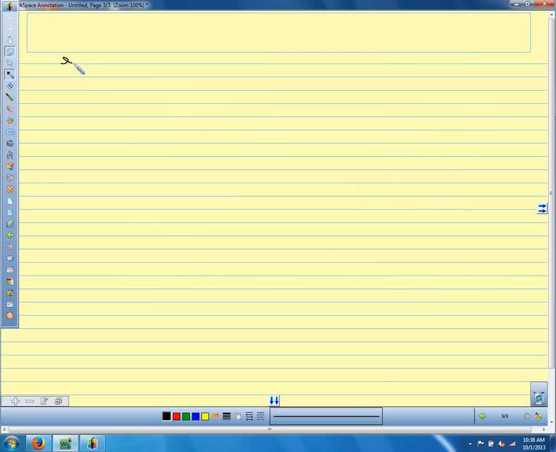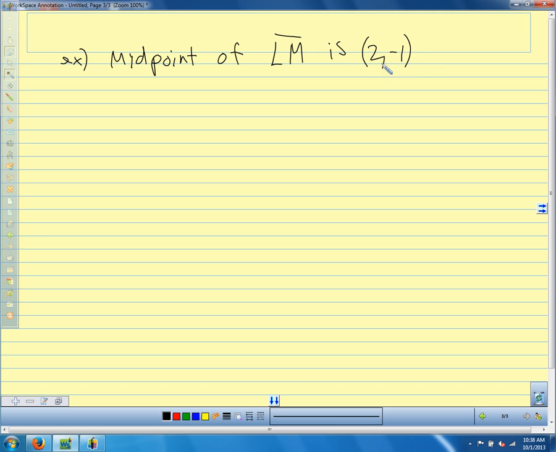So let's say the midpoint of some segment LM is 2, negative 1. One endpoint, L, the point at this one end of the segment, is negative 3, negative 5. We want the other endpoint.